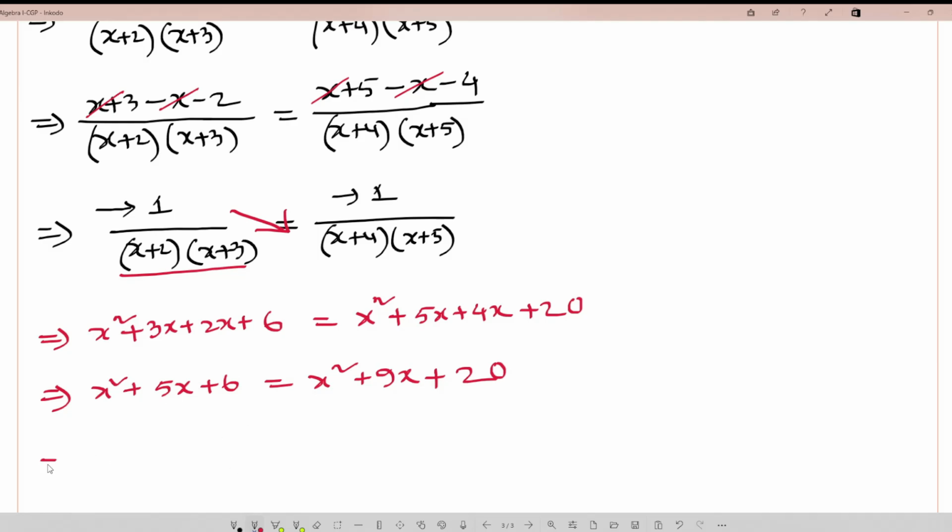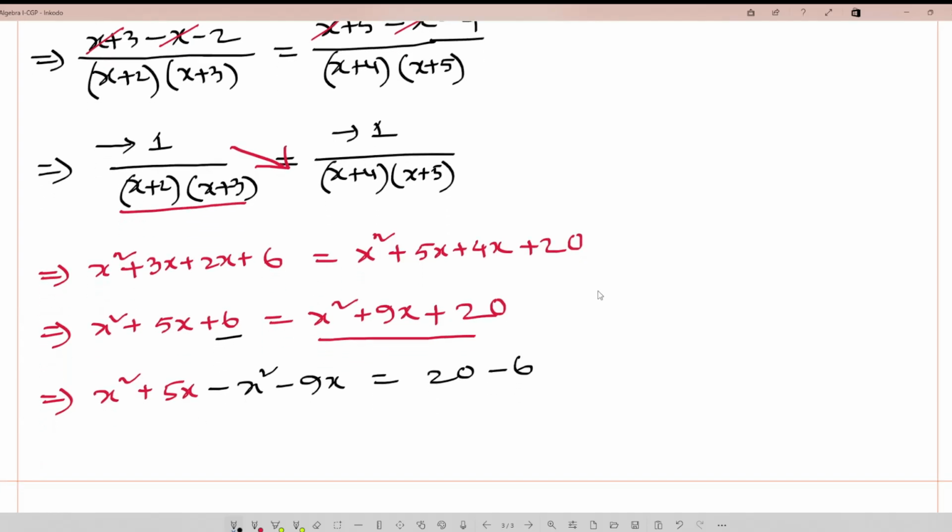Now we can transfer everything in left side. So x square plus 5x minus x square minus 9x equals to 20, and this plus 6 becomes minus 6, right? So x square and minus x square out, here is 5x minus 9x, it means minus 4x equals to, here is what, 14.